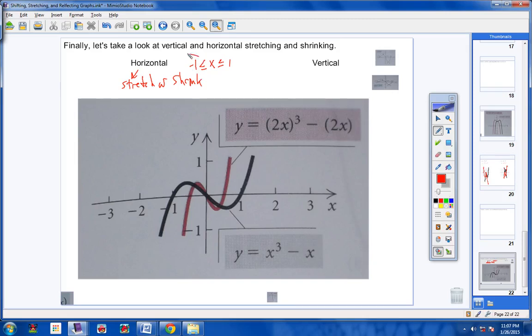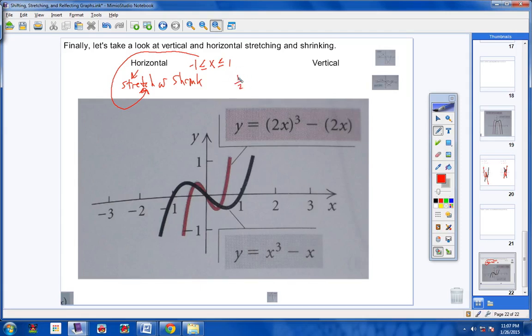Okay, it will be a stretch. So please make note of that. Okay, this is not the prettiest presentation, but write that down. Take some really good notes, okay? So let me say this again. If a number is multiplied directly to the x, it's going to be a horizontal stretch or shrink. If the number that's being multiplied is between -1 and 1, then it's going to be a stretch. Which is kind of weird because all the numbers between 1 and -1 are like 1/2.